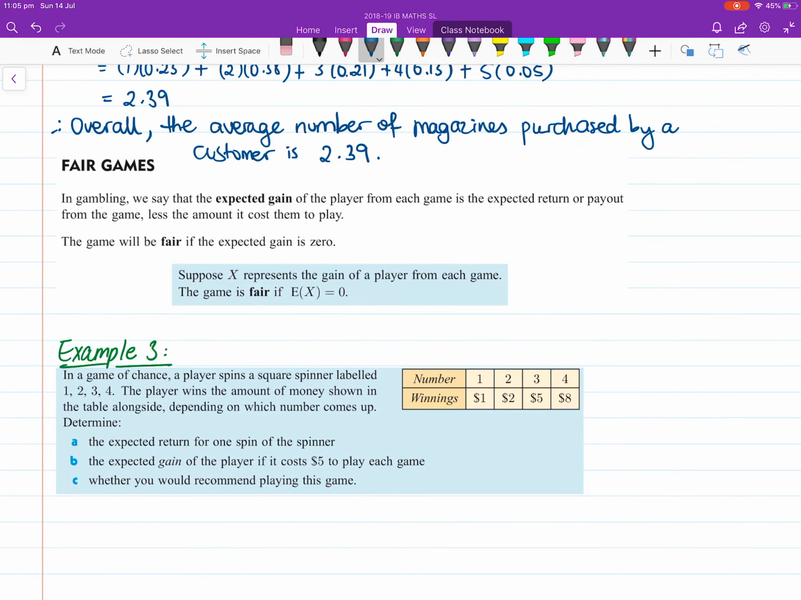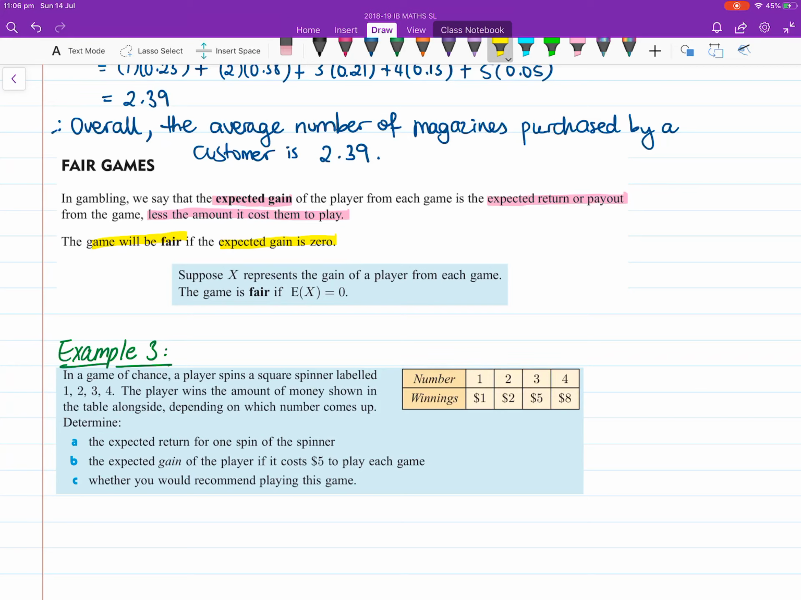Okay, let's get on to this concept of a fair game. Now, it's not what you would think fair means intuitively. In gambling, in this context, we would say the expected gain of a player from a game is the expected return or payout, like what profit they make. But you have to subtract how much it costs them to play. So they might have had to put money into play in the first place. Now, when we say a game is fair, it sounds weird, but it means the expected gain is 0.